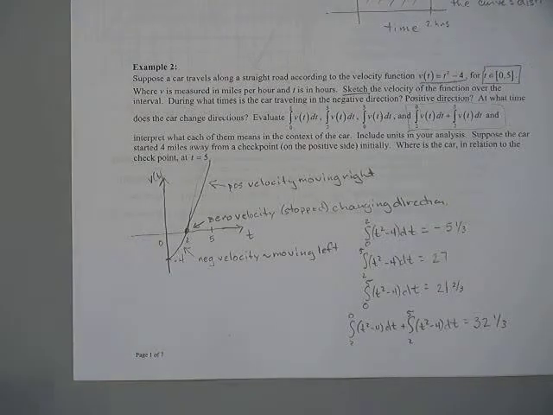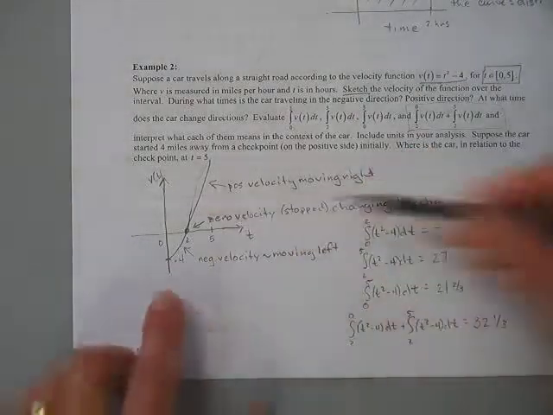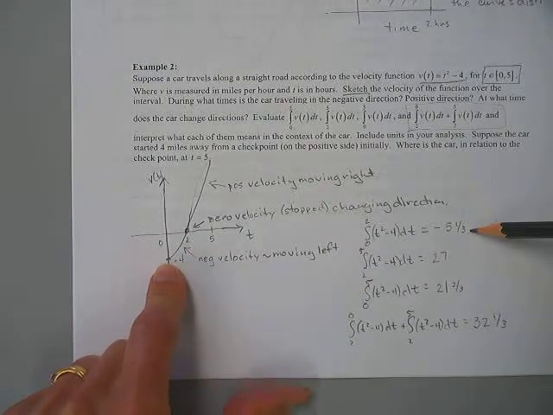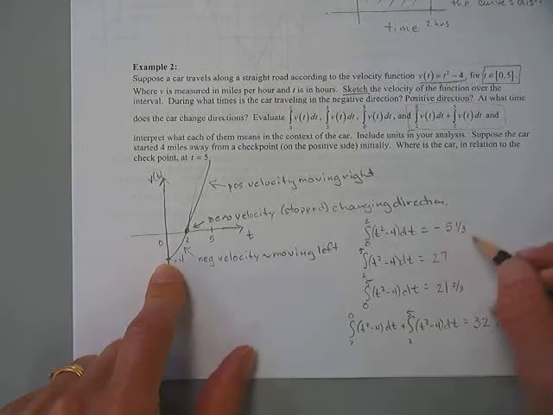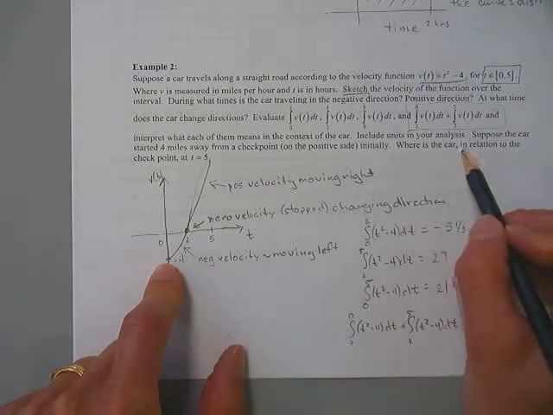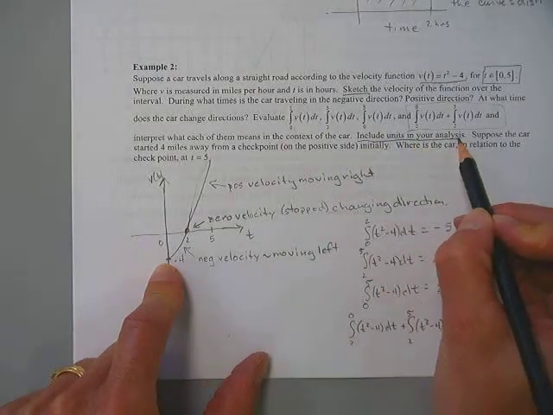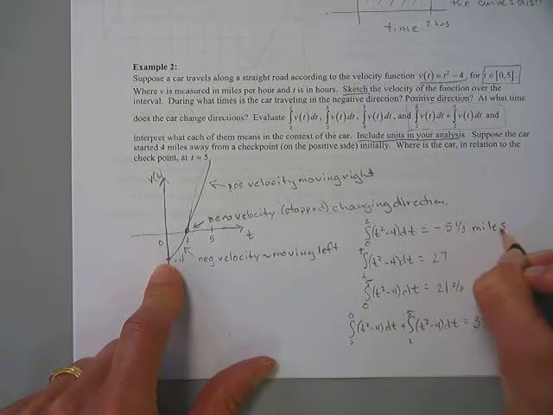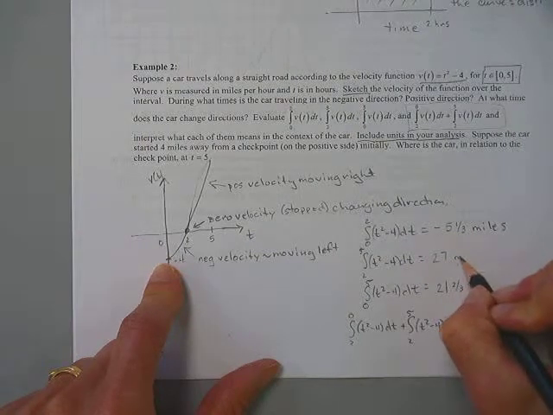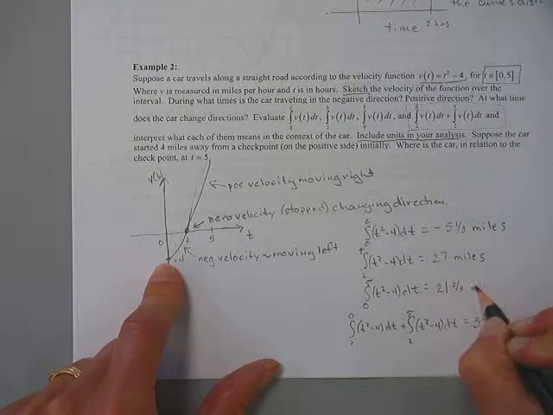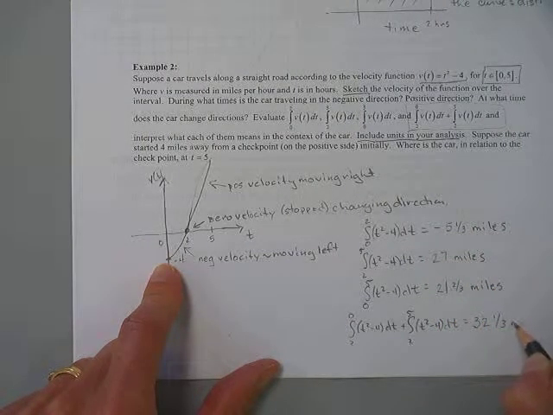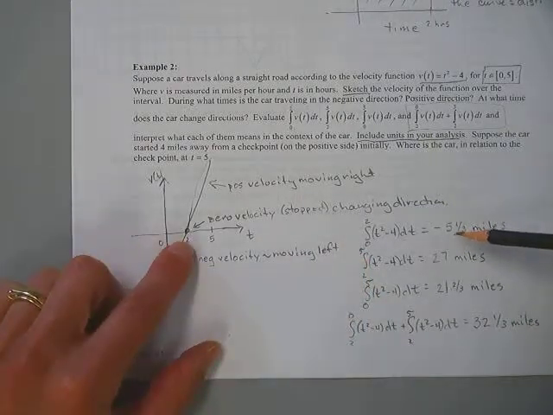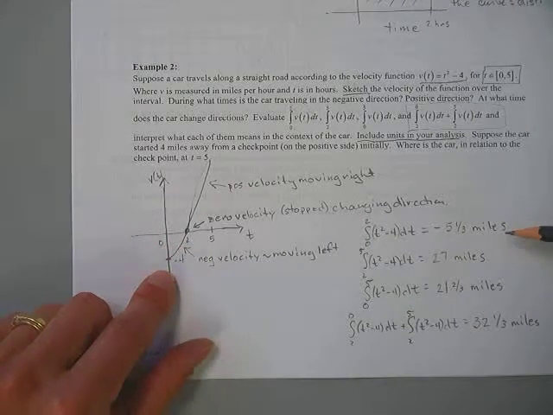Okay, so these are basically the distances. Obviously from 0 to 2, you're going backward. So if this is in miles per hour, we have to make sure, you guys, that right here where it says include units in your analysis, you put miles here. That's real important for this whole section, that we put labels on things so that it gives it a context. This is saying that in the first 2 hours, you went backward 5 1/3 miles.